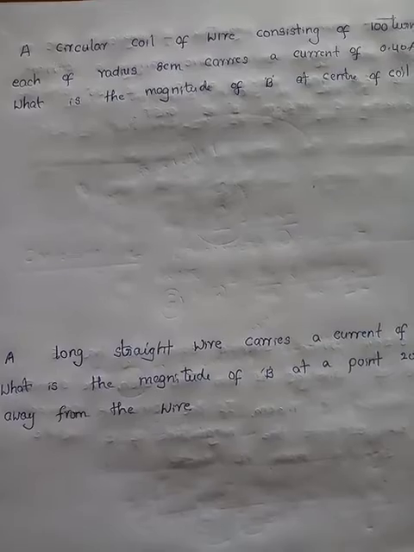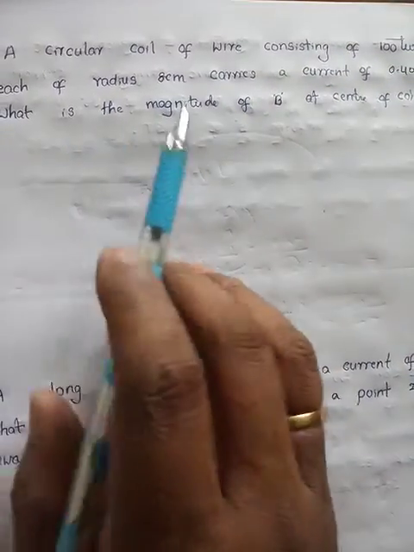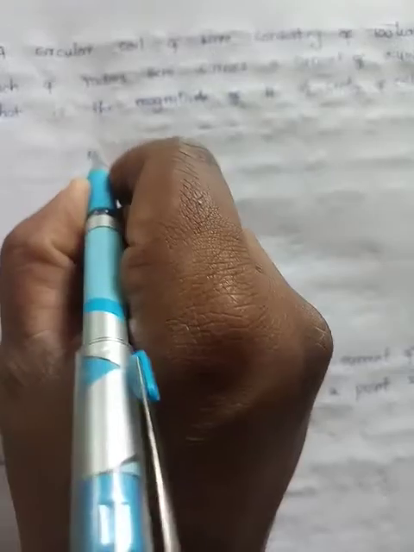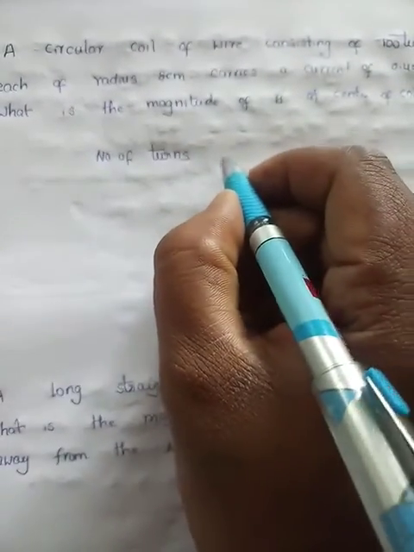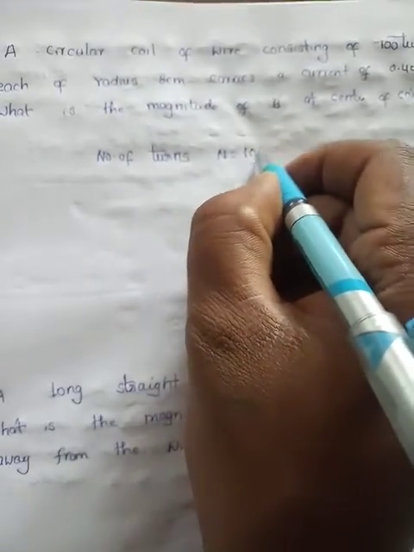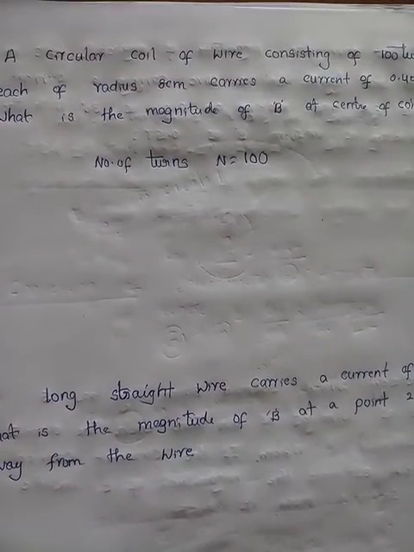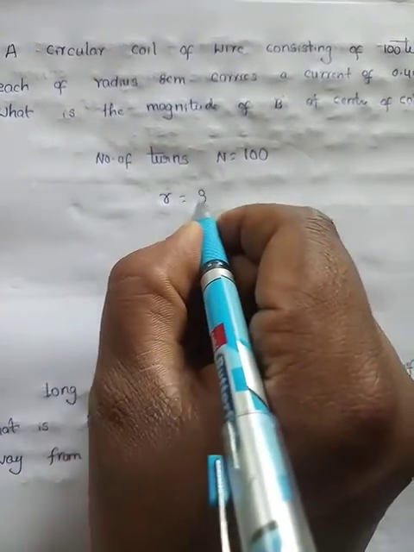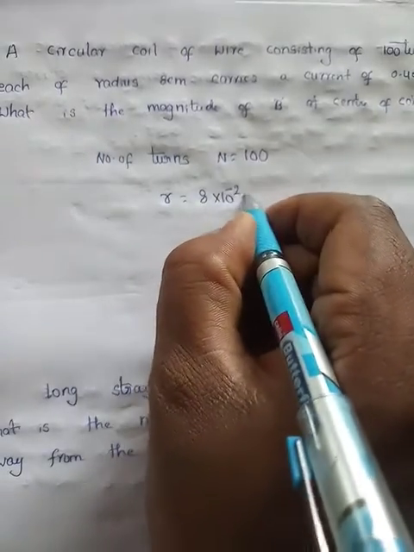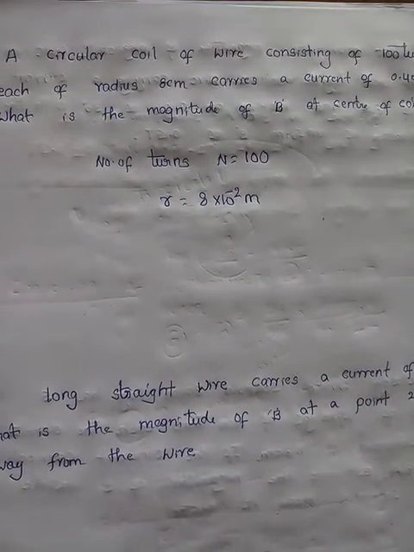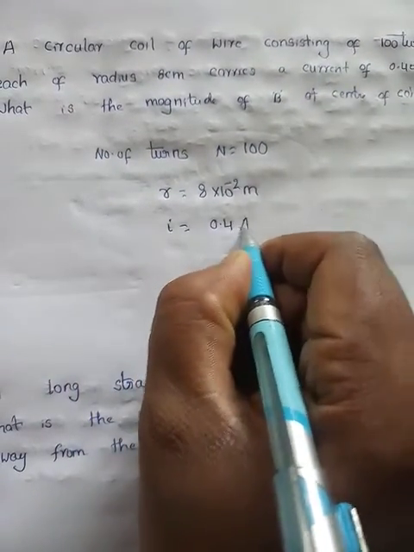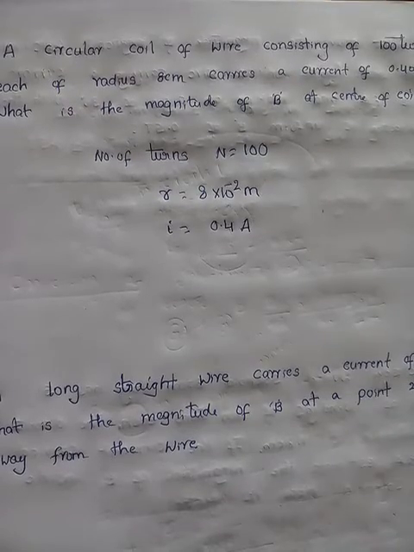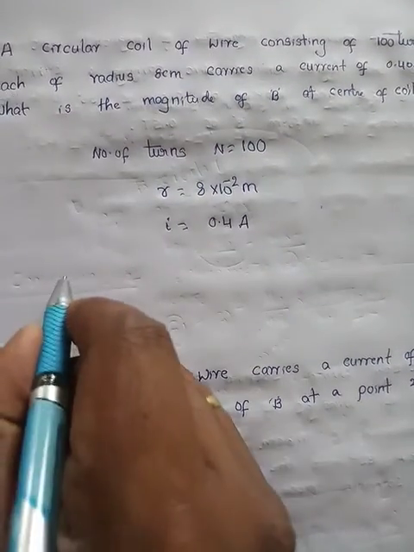So there is a circular coil. How many turns do we have? Number of turns n is equal to 100. What is the radius of the circular coil? Radius r is equal to 8 centimeters, that is 8 into 10 raised to minus 2 meters. It is carrying a current of 0.4 amperes. Now what is the question? Magnetic field at the center of the circular coil.